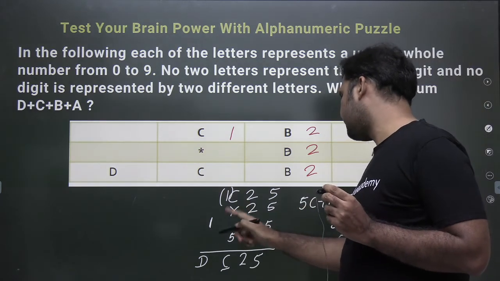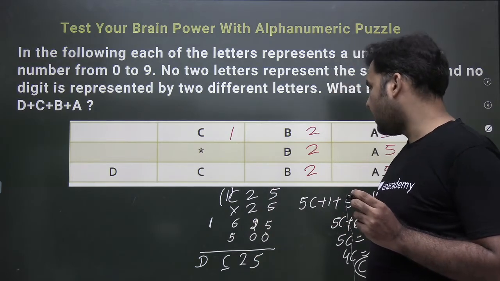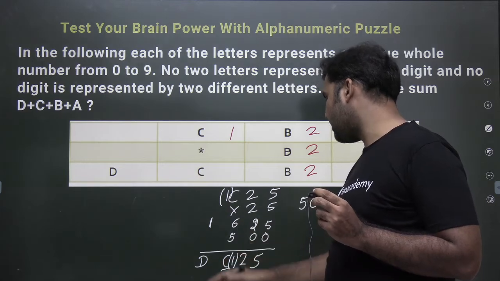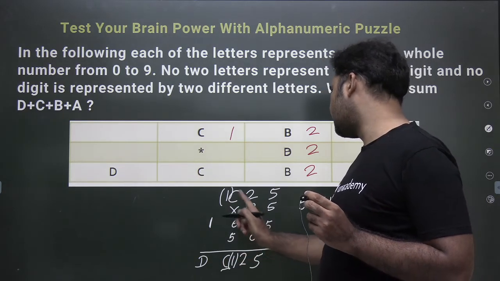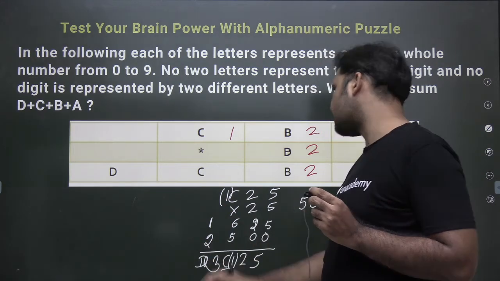125 into 5 would be 625. And 6 plus 5, 11. C would be 1. 1 will be carry forward. Okay, this is 2 into 1, 2. Right? 2 plus 1 would be 3. So this would be the answer, right?